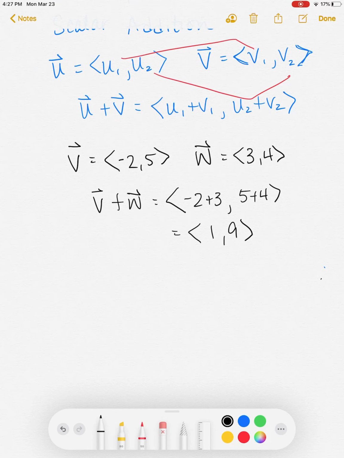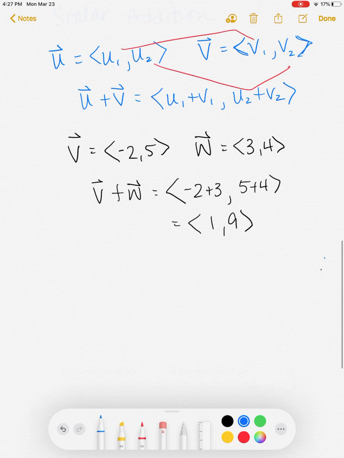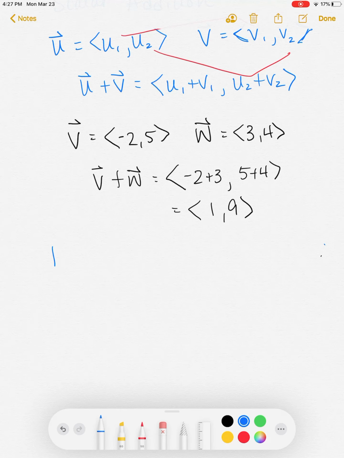All right, we also can multiply a vector by a scalar. A scalar is just basically a constant. So let's just say we have k times vector u. K is just a real number. So if we have k times vector u, with the two components u1 and u2, the k can distribute just like it does in algebra. So k u1, comma k u2.